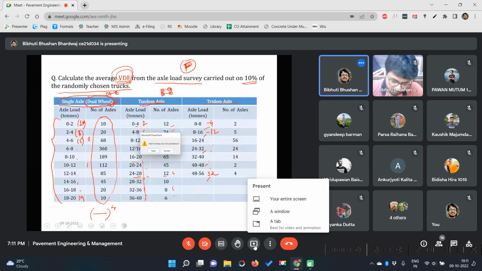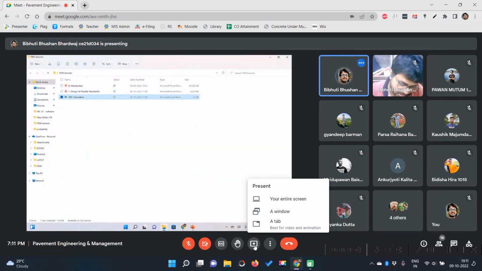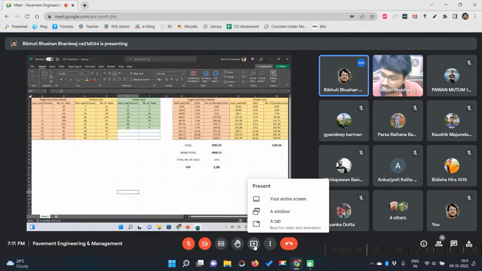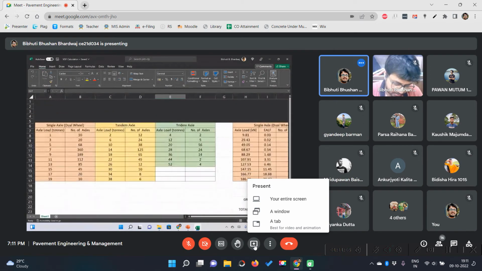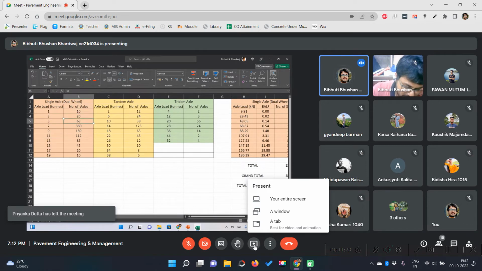I have already prepared one Excel sheet. I will share it with you also. Can you see? Yes. See here, I have converted these things into one value. From the range 0 to 2, I consider 1, then 3, 5, 7, 9, 11, like that. Similarly, the number of axles are the same, like as it is, how many axle loads of 1 ton. Remember it's ton. Similarly for tandem and all.